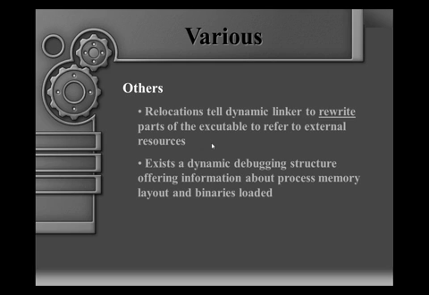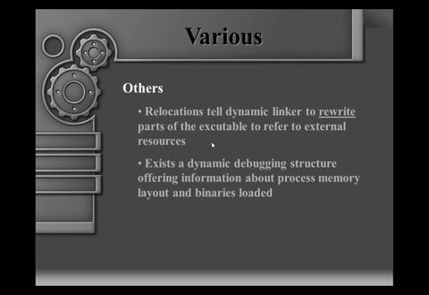Then the others, what are the other parts available? Relocation tells the dynamic linker. What is relocation? It tells the dynamic linker to rewrite parts of the executable to refer to the external resources. So this is what we covered in the last class. Relocation, that is mapping, tells the dynamic linker to rewrite different parts of the executable that refer to the external resources.